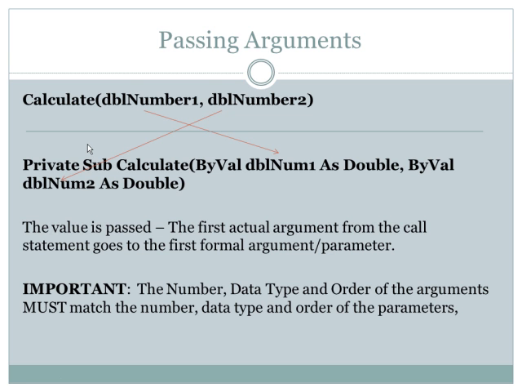Again, DBL number 1 is the first argument, so it's going to go into DBL num1, which is the first parameter. DBL number 2 is the second, so it's going to go into the second one. Because I have two doubles here, I have to have two doubles in my matching subheader. So the number, the data types, and the order of the arguments must match the number, data types, and order of the parameters.